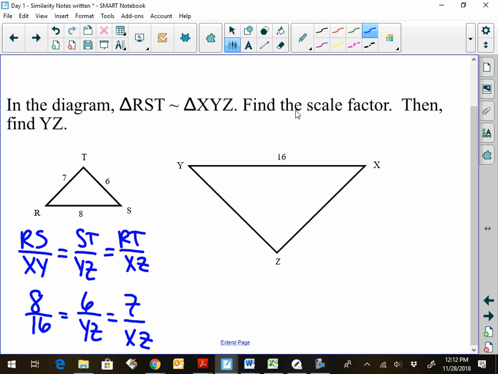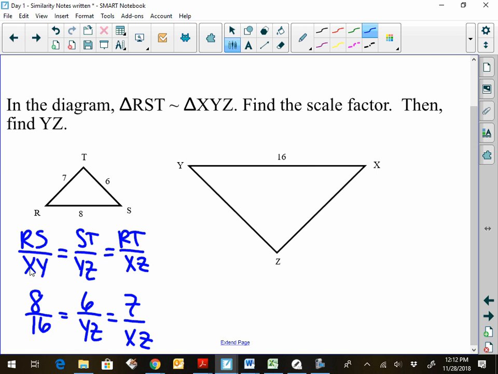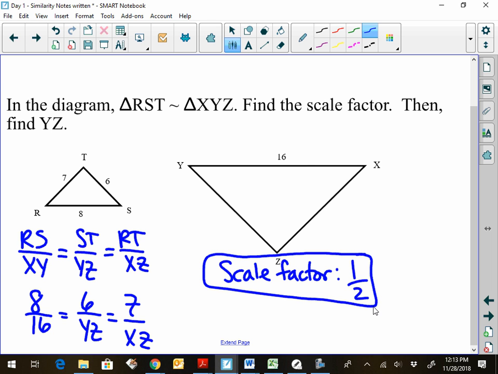So we can figure out our scale factor by just figuring out, what does it say? The ratio of the lengths of two corresponding sides. So two corresponding sides, like these two, these are corresponding sides together. The ratio we had was 8 over 16, but we can simplify that to 1 to 2, or 1 over 2. So our scale factor is 1 over 2. That's telling us that this triangle here is twice as large as this triangle here.